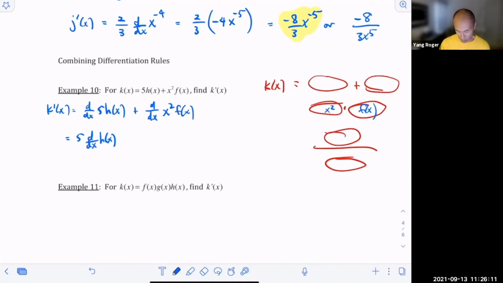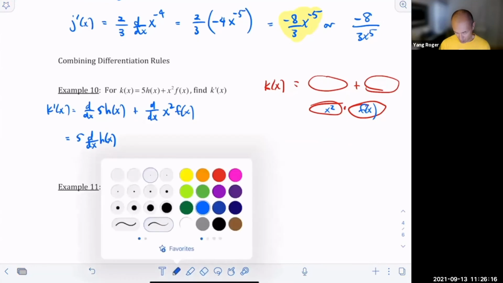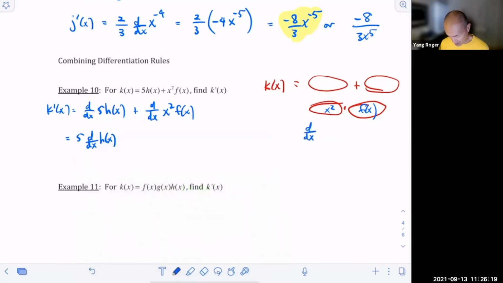So what's the derivative of x squared going to be? The derivative of x squared is just going to be 2x. What's the derivative of f of x going to be? We're just going to call that f prime of x. Okay. So when I go to calculate this guy, it's going to be the derivative of the first thing, which is 2x, times the second thing, which is f of x, plus the derivative of the second thing, which is f prime of x, times the first thing, which is x squared.